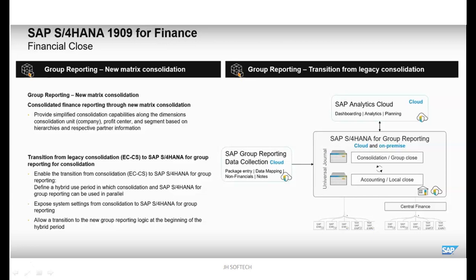When it comes to the transition from legacy consolidation to SAP S/4HANA for group reporting, it enables the transition from consolidation to SAP S/4HANA for group reporting. You can define a hybrid use report period, in which consolidation and S/4HANA for group reporting can be used in parallel, allowing a transition to the new group reporting logic at the beginning of the hybrid period. Here in group reporting, we have the transition from legacy consolidation. This is for the SAP S/4HANA group reporting, and then we have the SAP group reporting data collection.